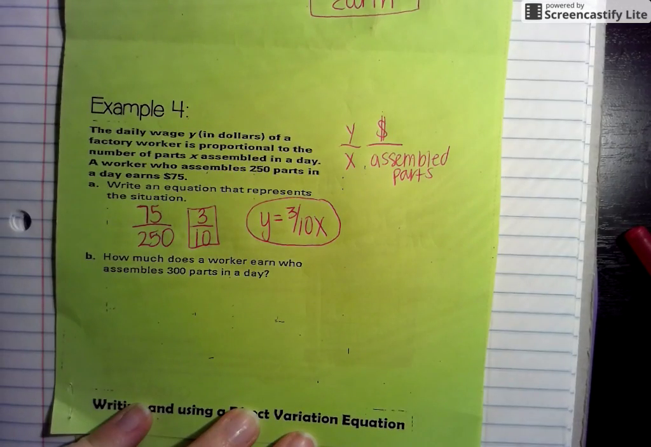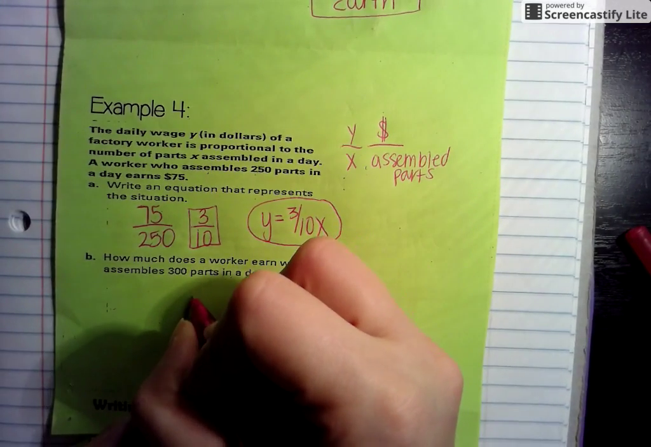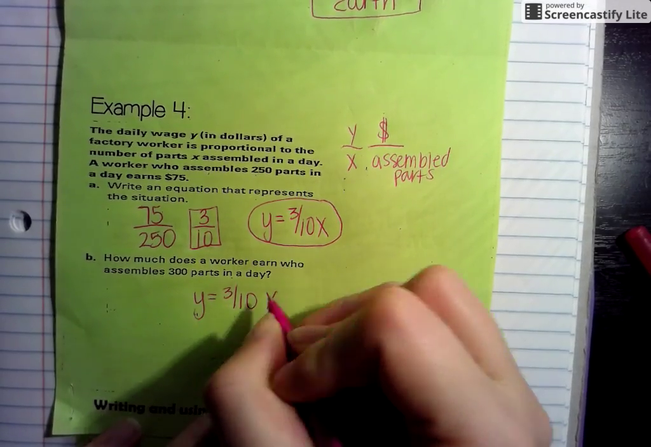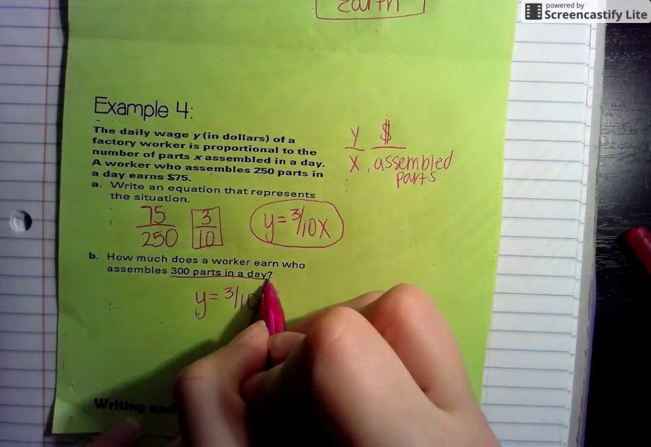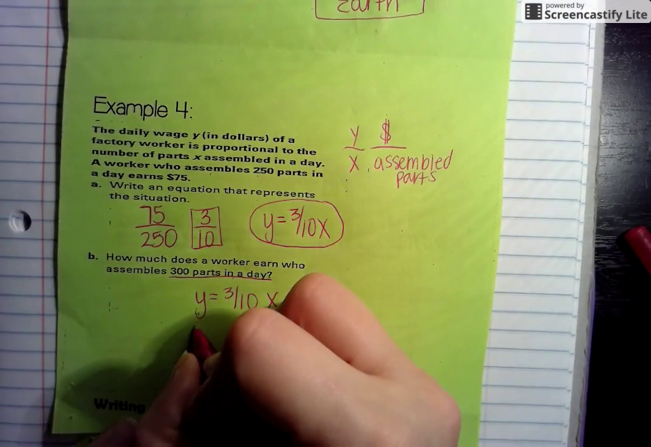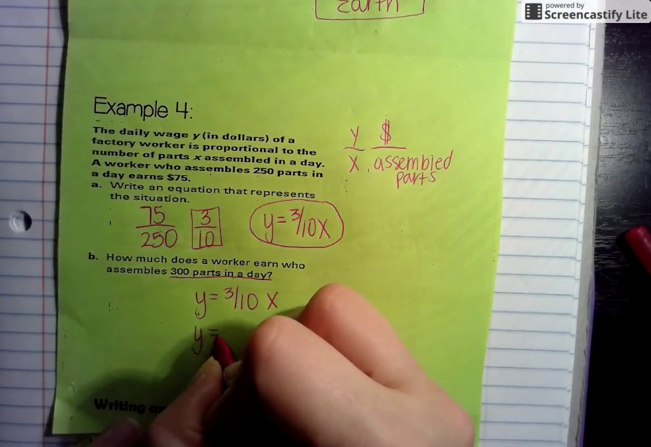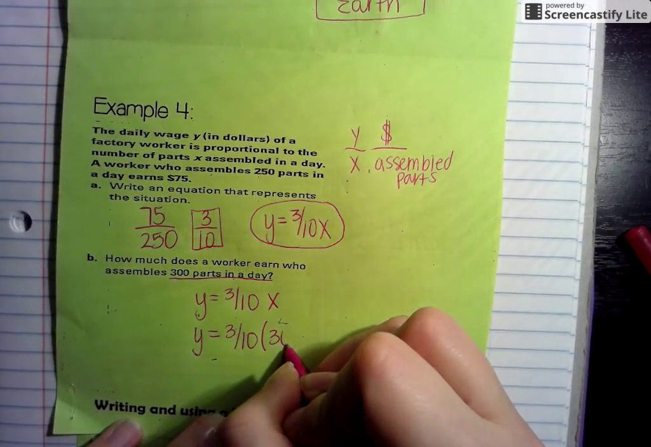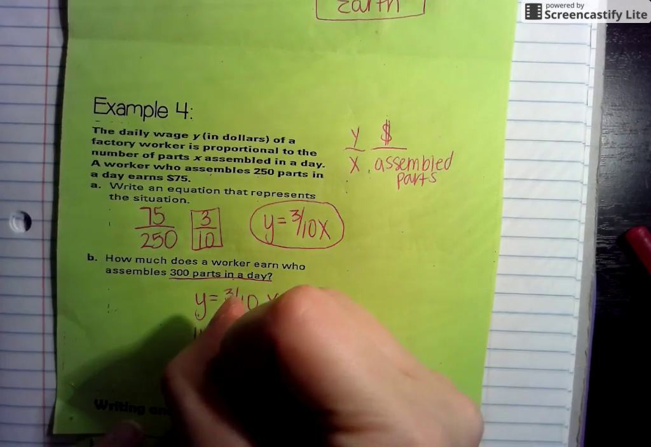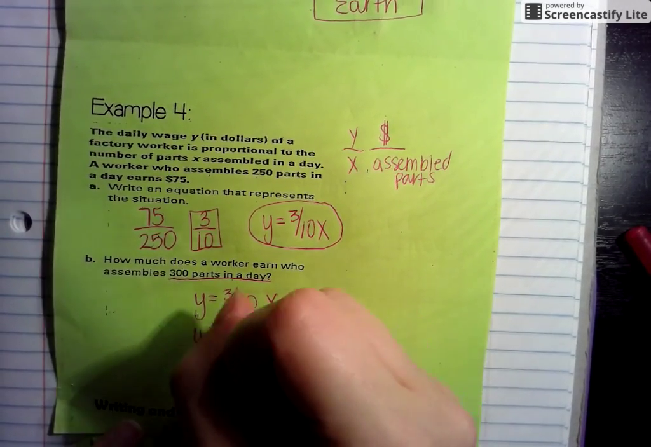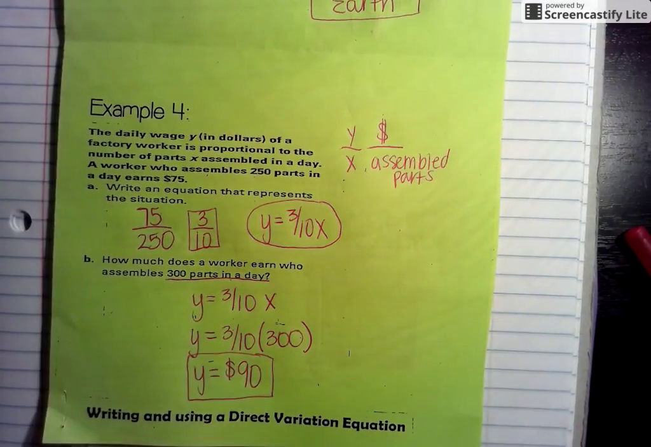Now it says, how much does the worker earn who assembles 300 parts in a day? So I have y equals 3/10 x. Well, the 300 parts is standing for my x value, so I'm trying to find my y. So what I'm going to do is I have y equals 3/10 times 300, which would end up giving me $90 for 300 parts.